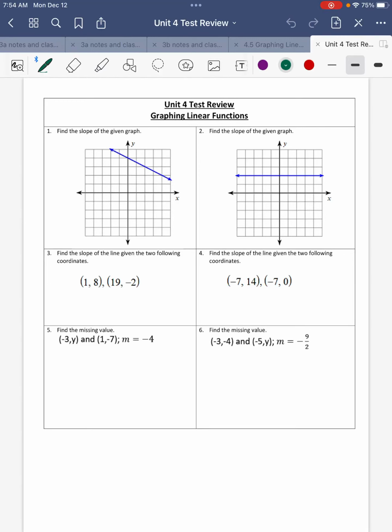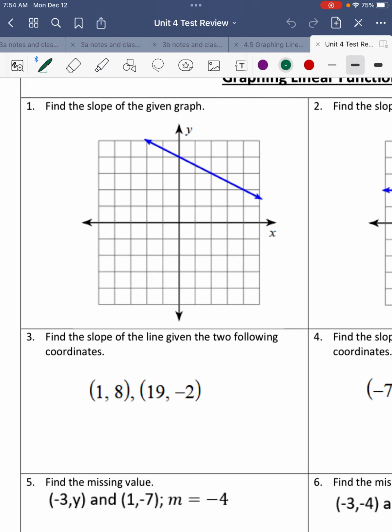Hello and welcome to the Unit 4 test review, which is graphing linear functions. So let's look at number 1.